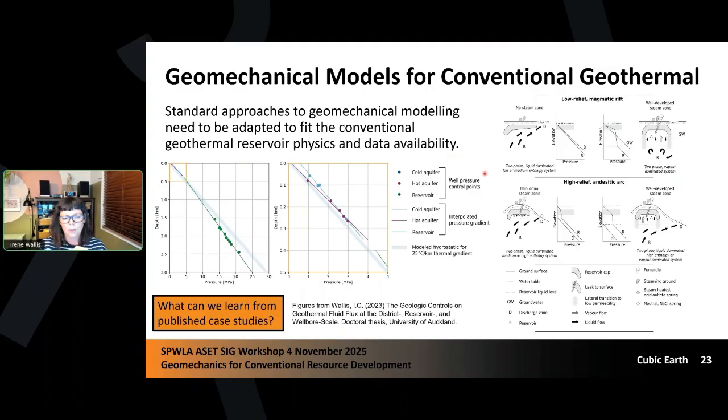While we can straight up transfer technology between the two, we need to really consider the reservoir physics and data availability. Regarding that data availability point, in geothermal systems we tend not to run petrophysics through these clay caps due to collapse risks. So we're a little bit more limited in terms of interpolating the overburden.